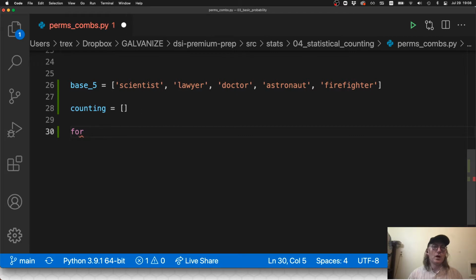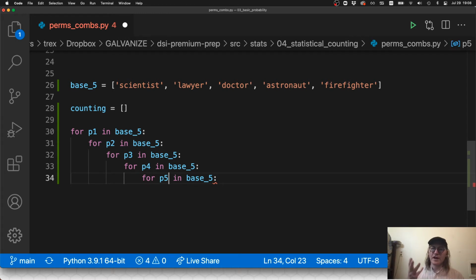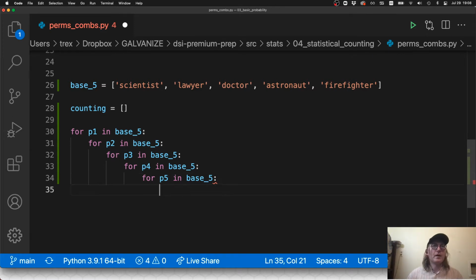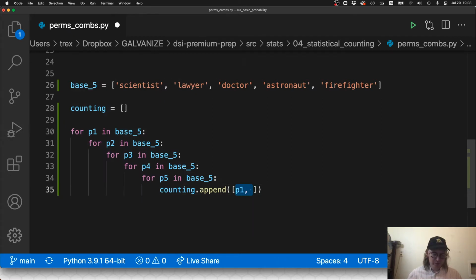I'm going to say for person 1 in base 5, and we can just do 5 nested loops to count, right? This is our sort of pure counting. So we start at scientist, scientist, scientist, scientist, scientist, and we go up to firefighter, firefighter, firefighter, firefighter, firefighter. That's a really hard word to say over and over. And we can just say counting dot append, and it's going to be a list where we say P1, P2, P3, P4, P5.